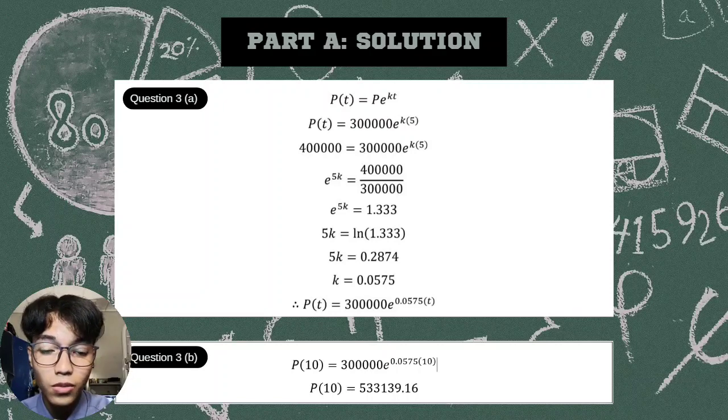Next is question B, which is relatively simple, where we need to find the population in year 2010. Based on the question, the amount of time is 10 years, so we can put it into the formula. Now the equation will be P10 equals 300,000 people multiplied by e to the power of 0.0575 multiplied by 10. After we solve the equation, the final answer will be P10 equals 533,136.16 people. That's it.